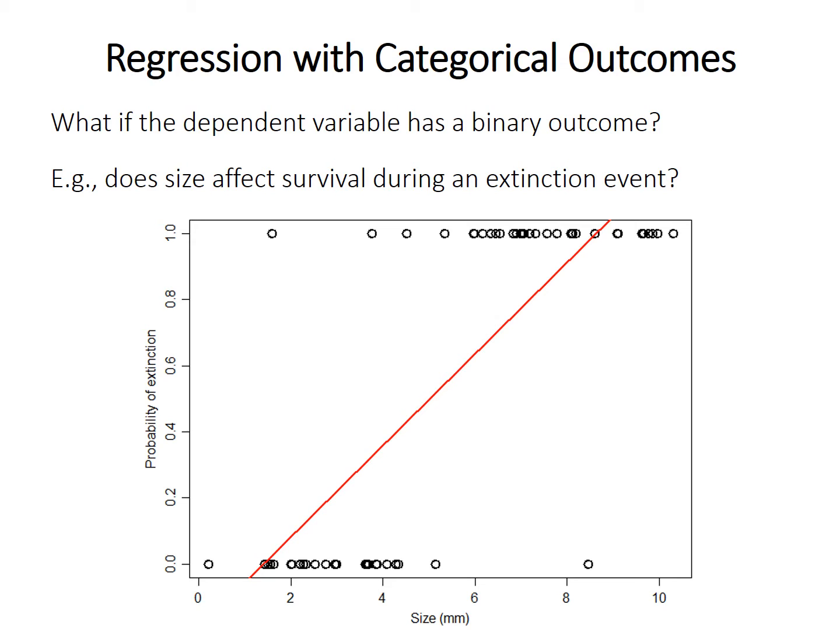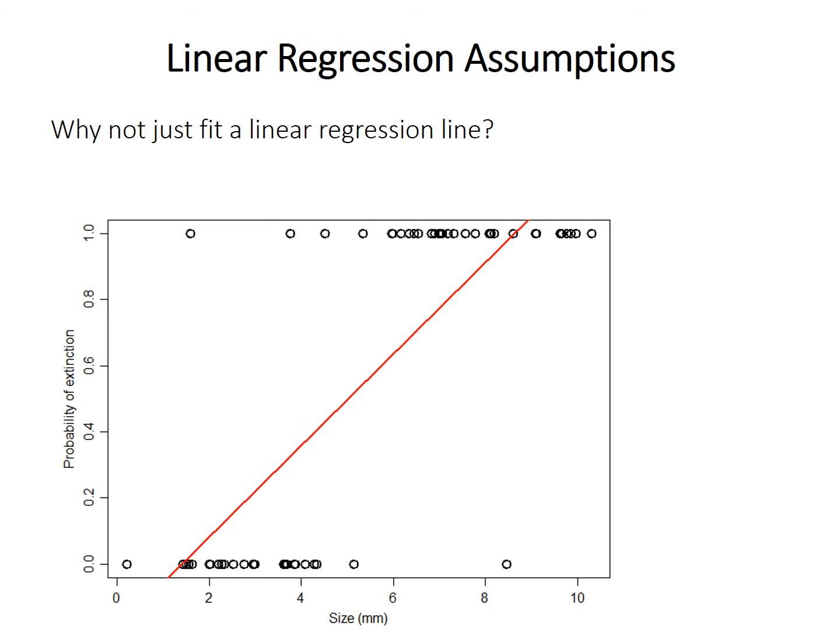So for example, does size affect survival of organisms during an extinction event? So this is binary because there are only two possible outcomes. They either go extinct or they don't go extinct. So why can't we just fit a linear regression line like I've done here? Well, let's think back to the assumptions that linear regression makes.